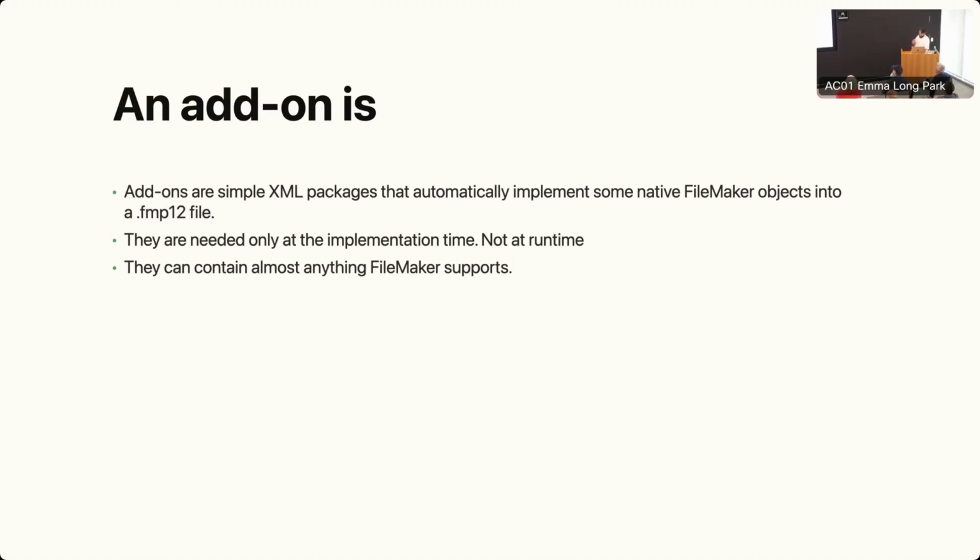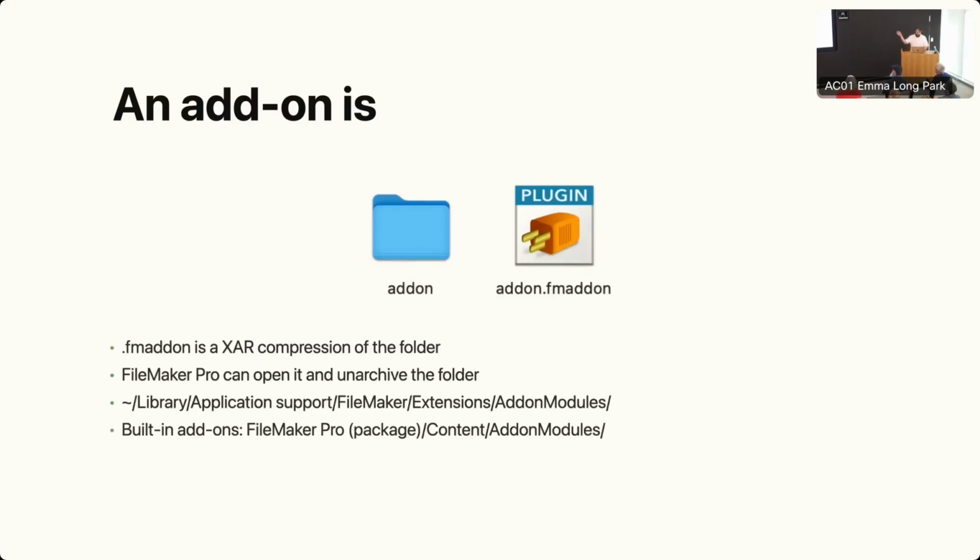An add-on supports almost everything. Because of that, of course, you need the add-on on your computer when you implement it. But you don't need it at runtime, because it basically just brings some objects within the FMP12 file. Then you just don't need the add-on anymore. So it can contain almost anything FileMaker supports, and we are going to show you a list just after.